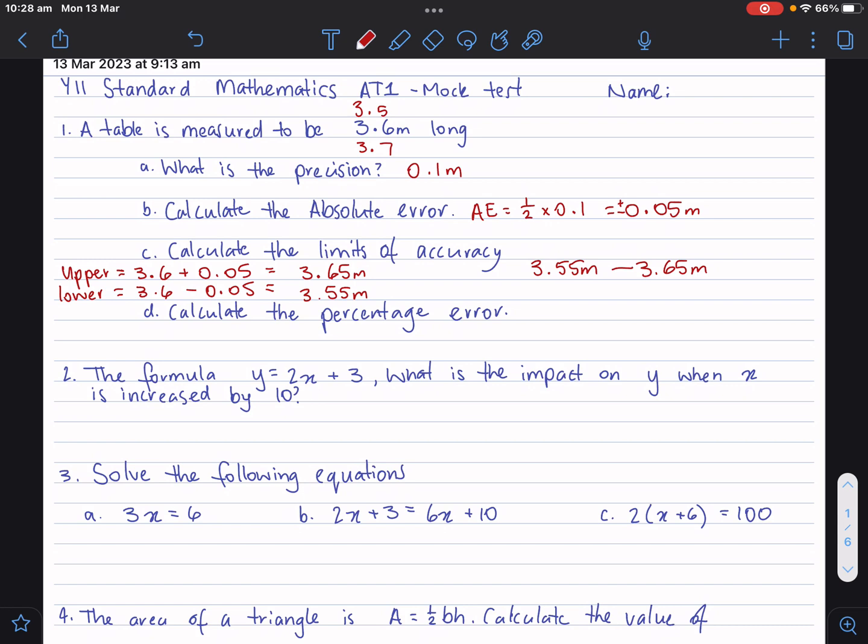Part D, calculate the percentage error. Now the percentage error is the first formula that is not given on the reference sheet, and you need to memorize this formula. Percentage error equals absolute error over your original measurement times by 100. So let's substitute the formula in. Percentage error equals your absolute error, which was 0.05, over your original, which was 3.6 times by 100.